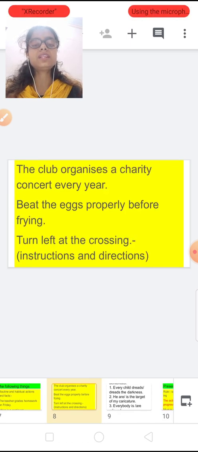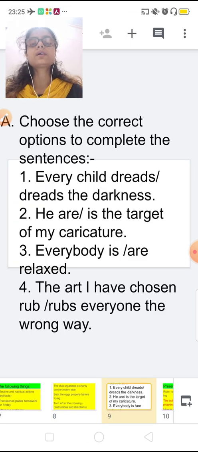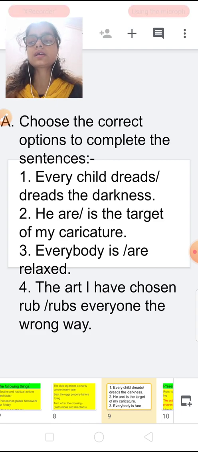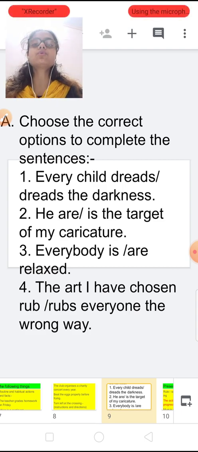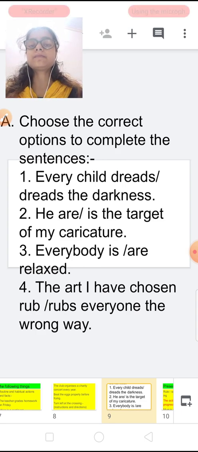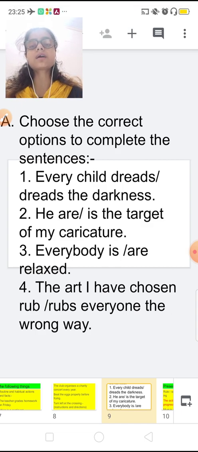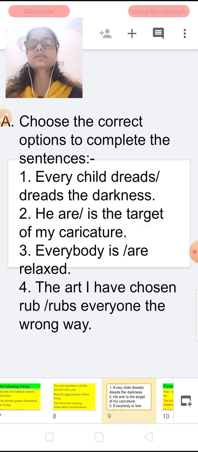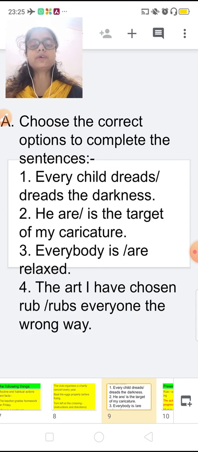Okay students, now next is your book exercise. It is from page number 64. Choose the correct option to complete the sentences. Now there are 6 sentences here. 4 we will do here and the rest of 2 are your homework.